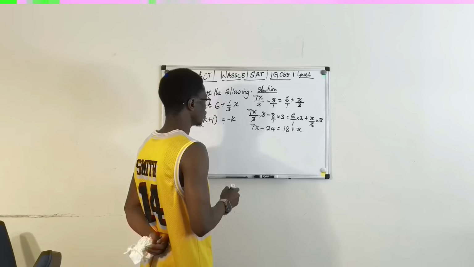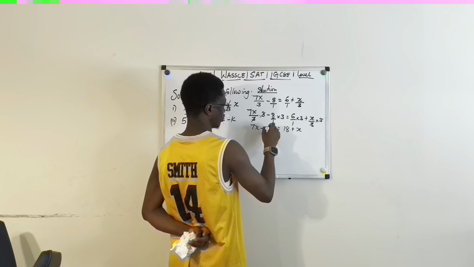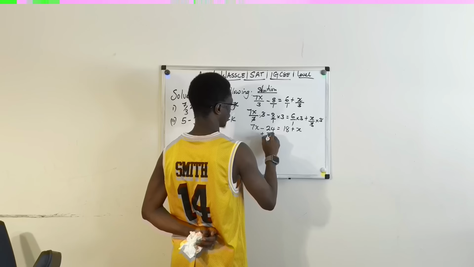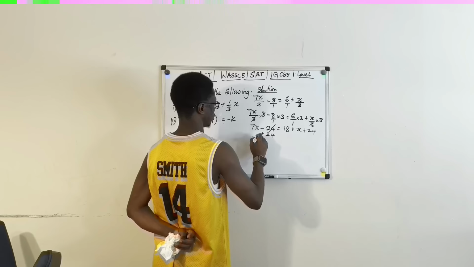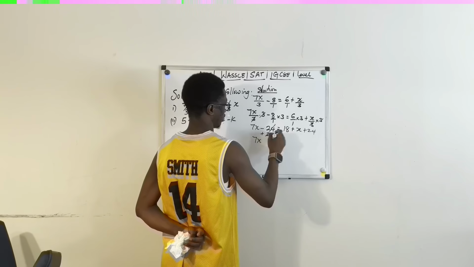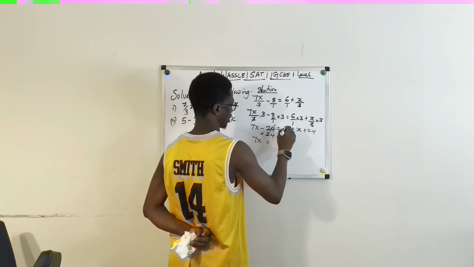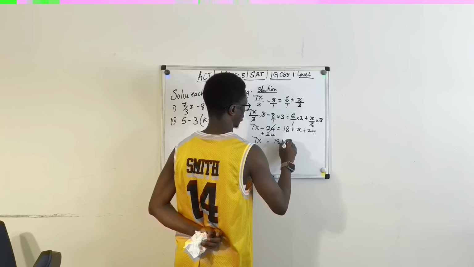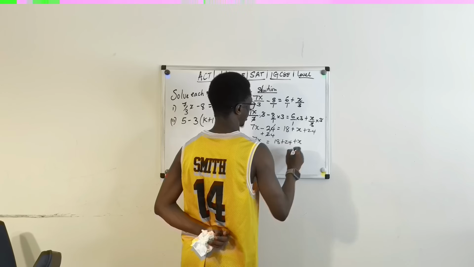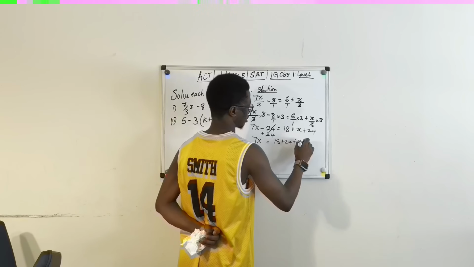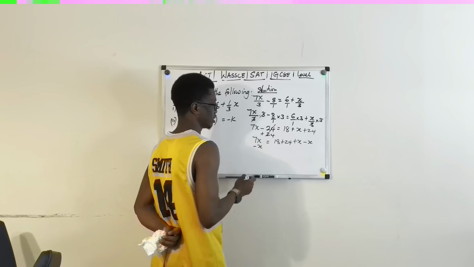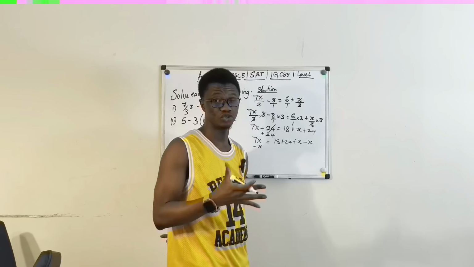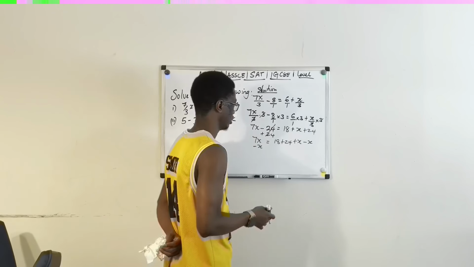Okay, so now we collect like terms. If we want to get rid of the 24 here, we add plus 24 here, then we add 24 here. This and this goes to 7x minus 0 now, okay? So that's just 7x, and this again 18 plus 24 plus x. Now if we want to get rid of this x, we say minus x here, and we say minus x here. Whatever you do on the left, you do it again on the right, okay?